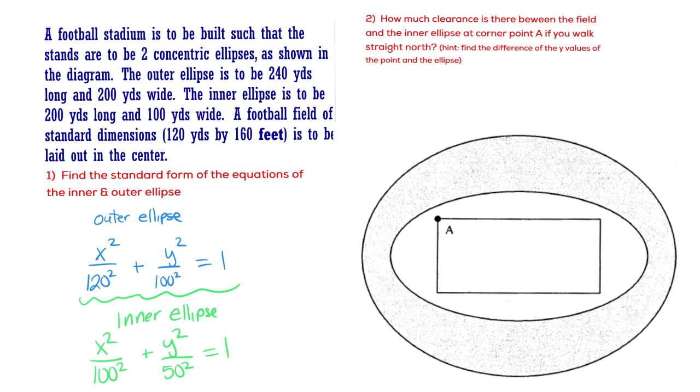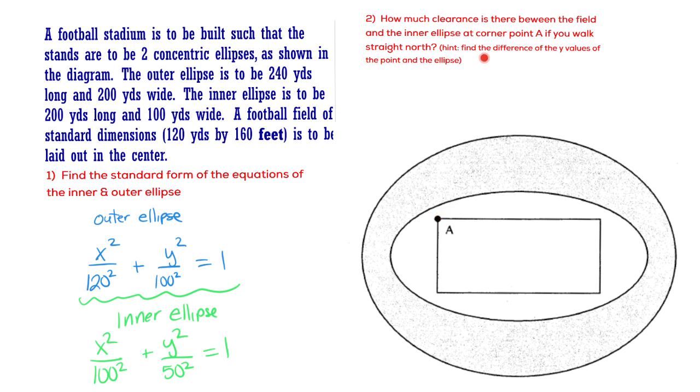So the next part is really going to be the good part here, where you can see a use of even knowing what these equations are, how those are helpful. We want to know how much clearance there is going to be between the field and the inner ellipse at this corner point A. In other words, how much walking distance would we have? Could we get a little gator through there? How much space is there? And we're talking straight north. So straight north, not at an angle, but straight north here. How much space is there?